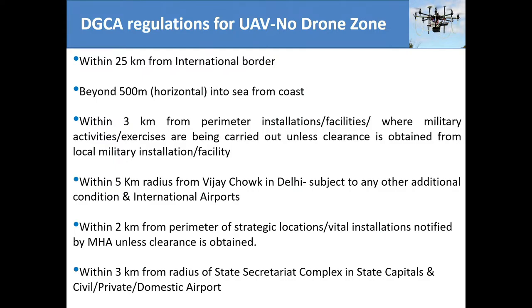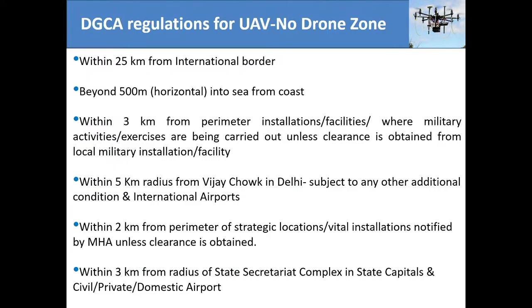And these are some no drone zones. This was the earlier concept. Now you don't have to worry about all this. They have come up with a portal called Digital Sky. In Digital Sky, the map of the entire country is given and they have divided it into different zones: red zone, green zone, yellow zone. Based on that map, you can fly.